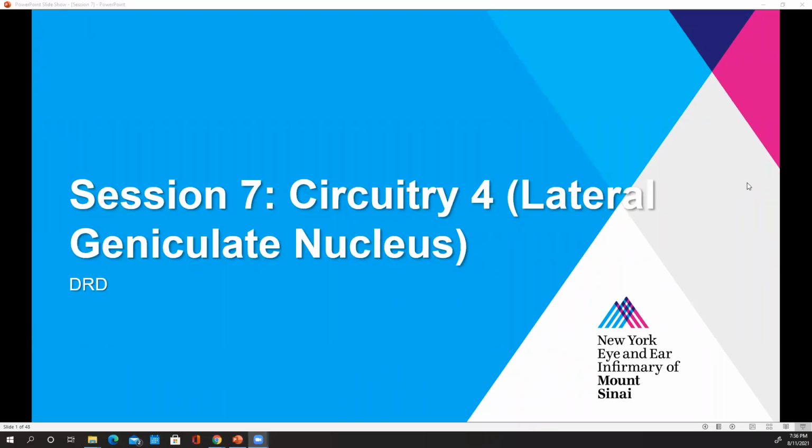So we're going to now talk about the next part of the pathway. We're leaving the eye and going into the brain so we can complete the pathway. Last time, like I said, we talked about the ganglion cells. And so we are now going to go to what it's connected to, which is the LGN, or the lateral geniculate nucleus, most of them.